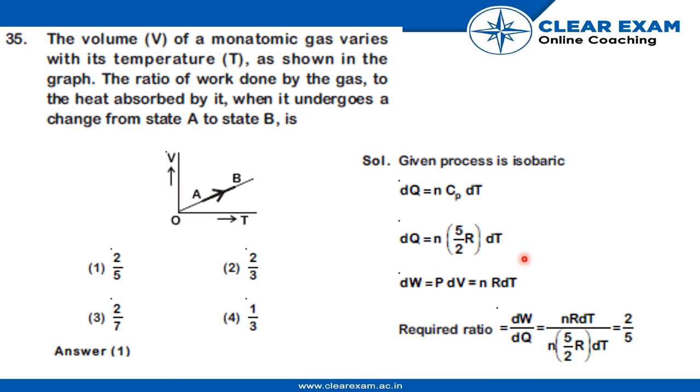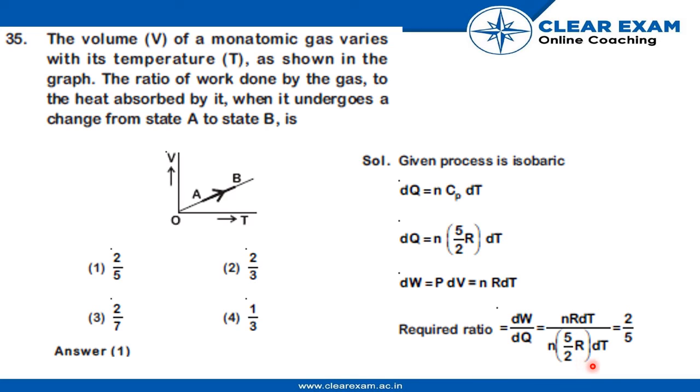So for an isobaric process, the work done is given as dW equal to PdV, and dW is equal to nR dT. So the ratio of work done by the gas to heat absorbed by it when it undergoes the change from state A to state B is equal to dW upon dQ. dW will be nR dT and dQ will be n 5 by 2R dT.